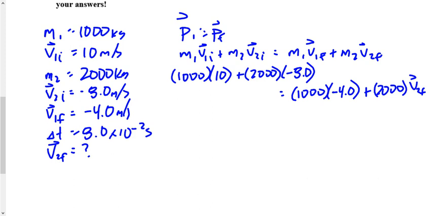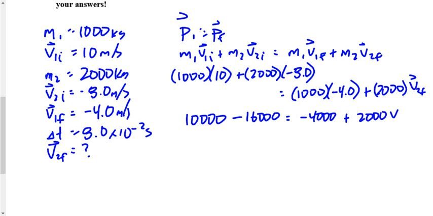Now, there's quite a bit here. I suggest that you do it in steps. If you're really good with your calculators, then do it all at once. But if you're making any mistakes at all, then don't do it all at once. Do it in steps. 1,000 times 10 is 10,000. 2,000 times 8 is 16,000. But we're going to subtract it because it's a negative value. 1,000 times negative 4 is negative 4,000. And we're going to add to that 2,000 times V2F.